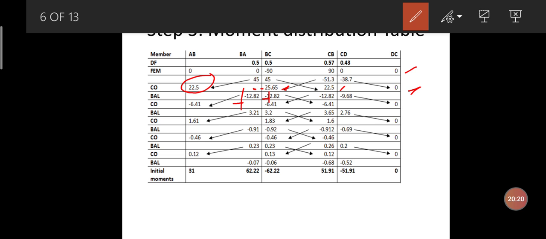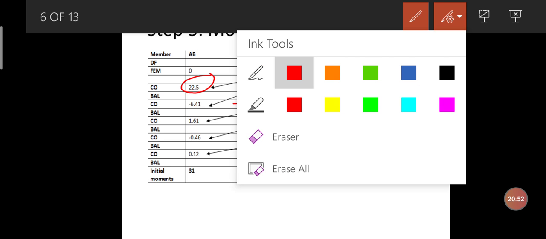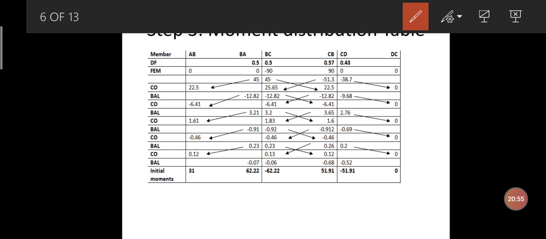the respective members. So next, 22.5 I have here. This 22.5 has to be distributed as per the distribution factors of 0.57 and 0.43. So it is equal to 22.5 into 0.57. If I do that, it is equal to 12.82, and 22.5 multiplied by 0.43, if I do, it is equal to 9.68 with a negative sign, because 22.5 is the positive unbalanced moment.